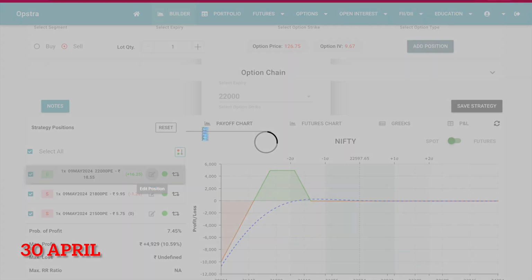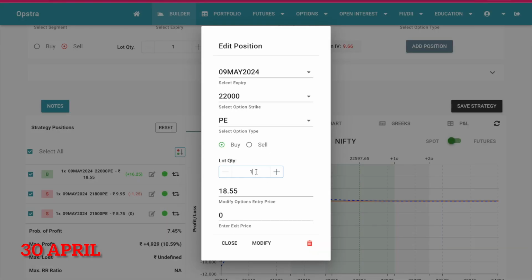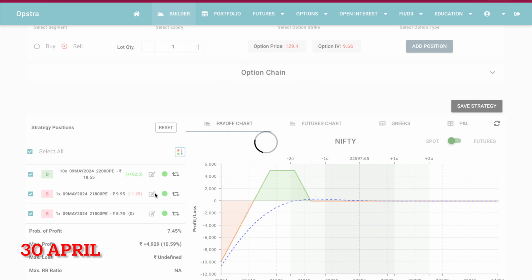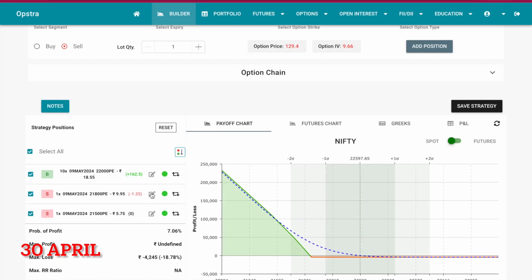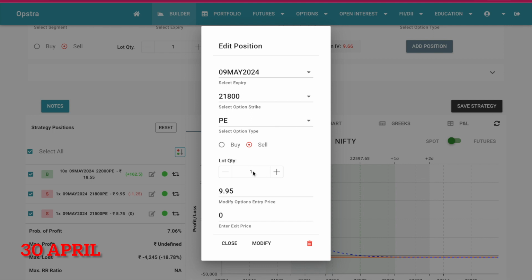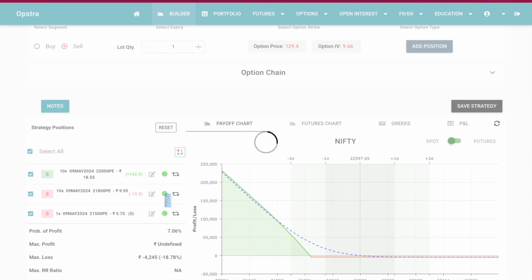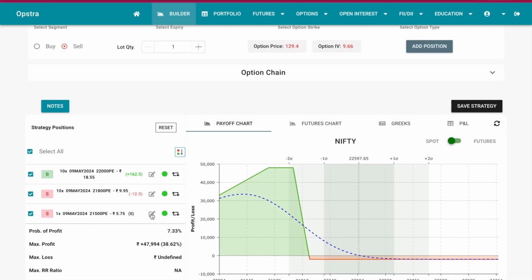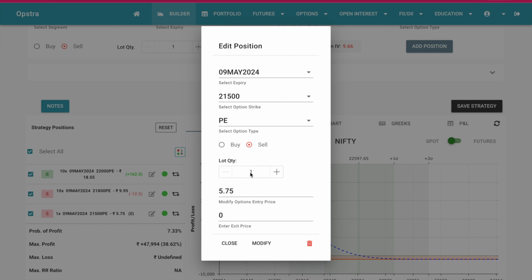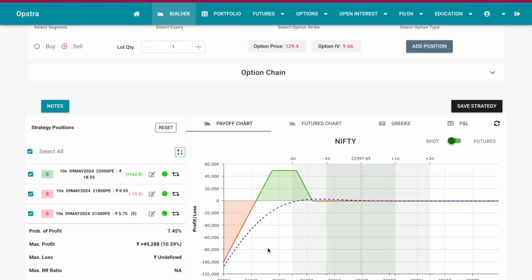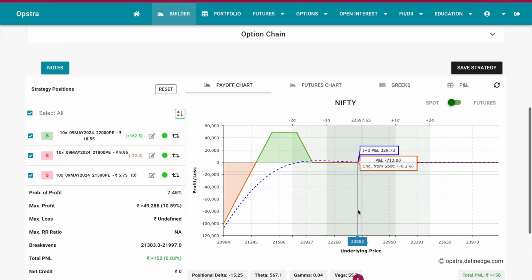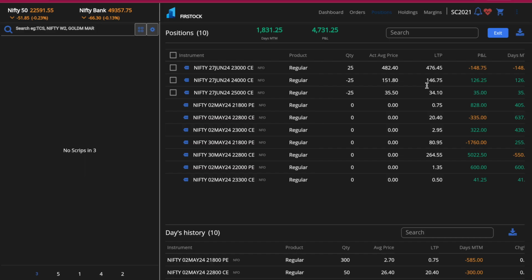To increase the lot size, I can go for 10 lots. Modify, and then I'll go for 10 lots. The option chain becomes really slow at this point of time, as the market had some volatility. Then I go ahead and do the 10 lots. Now you see this is how it looks. The premium is 4 lakh something.